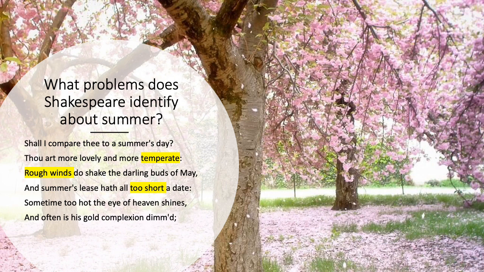So you need to think about what the eye of heaven might be and what he's saying about it. And then, "and often is his gold complexion dimmed." So what is he saying also happens? So there are 2 more problems there about summer. Your job is to write up on a bit of paper what the problems are with summer that Shakespeare identifies. We've talked about 3 together in yellow, and then the last 2 lines are 2 more that you can write up on your own.